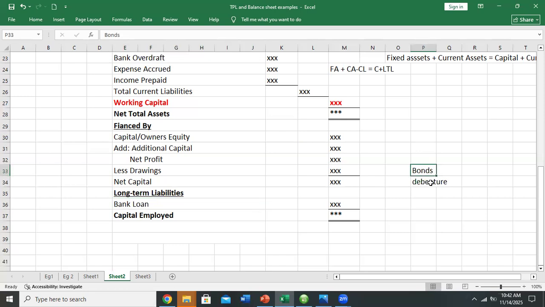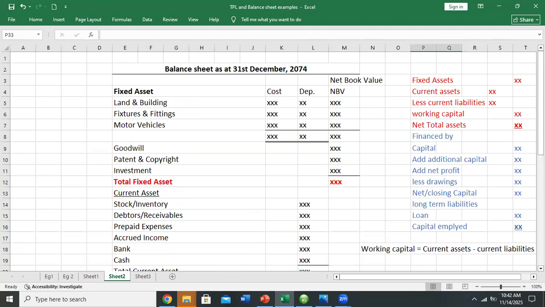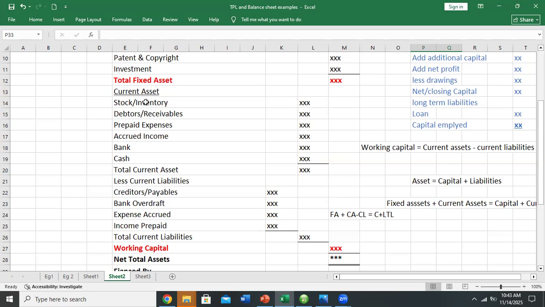So this is your balance sheet. I'm going to put this format on your page. Sit down, go through it, prepare it 1, 2, 3, 4, 5 times. And I think you should pay attention to what constitutes your current assets and what constitutes your current liabilities. For your current assets, you have your stock, which is also known as inventory, your debtors, prepaid expenses, accrued income, bank, and cash.